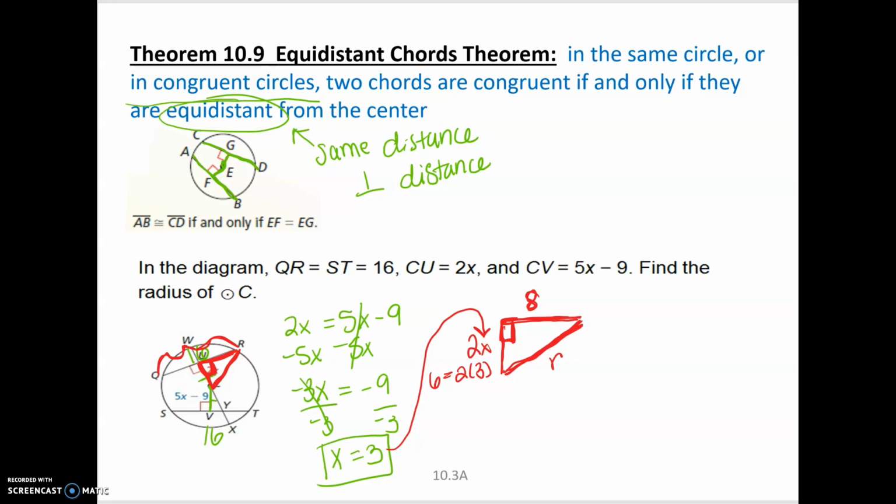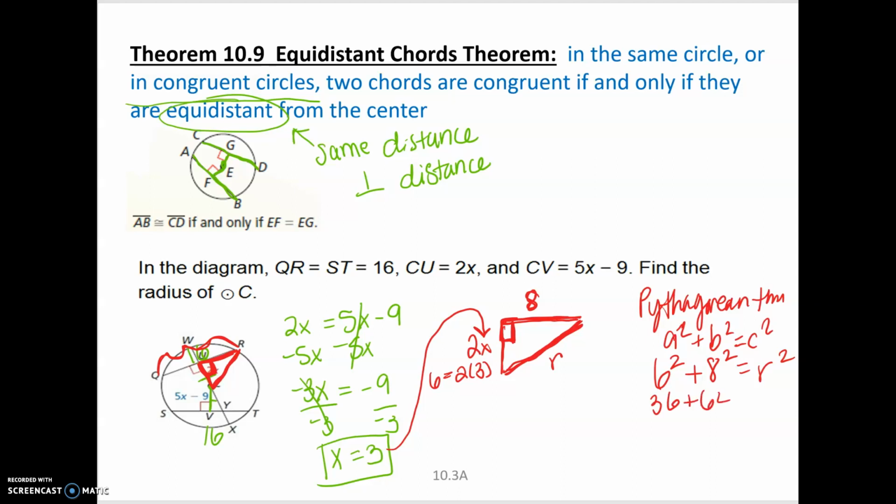Since it's a right triangle and I know 2 out of the 3 sides, let's use the Pythagorean theorem, which remember is a squared plus b squared equals c squared. I know my 2 straight sides are 6 squared and 8 squared, and my hypotenuse, we're saying that's r, to find our radius. So we are going to simplify this. I have 36 plus 64 equals r squared. If I add those together, I get 100. And when I take the square root of both sides, I get that r is 10. So my radius is actually 10.